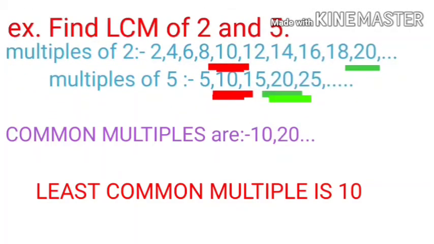Let's start. Example number 1. Find LCM of 2 and 5. Multiples of 2 are 2, 4, 6, 8, 10, 12, 14, 16, 18, 20 and so on. Multiples of 5 are 5, 10, 15, 20, 25 and so on. Common multiples are 10 and 20. Least common multiple is 10.